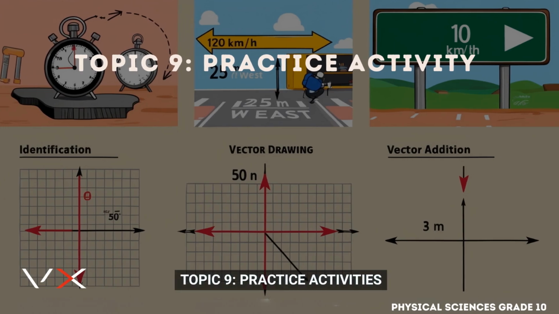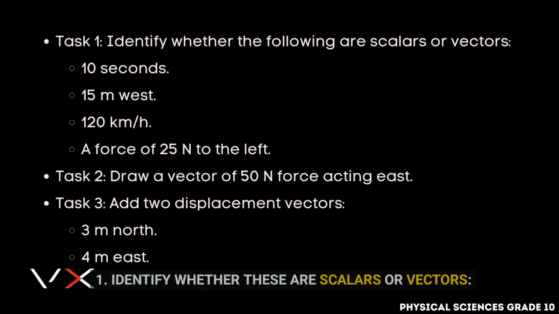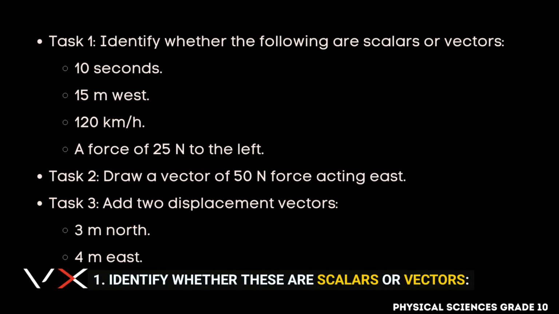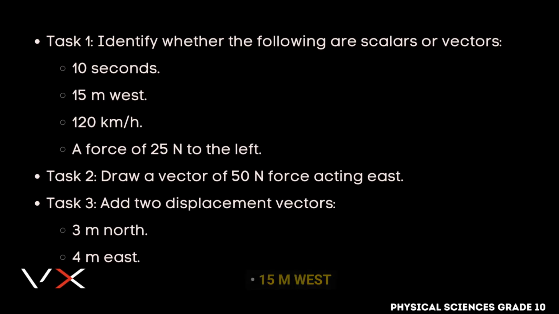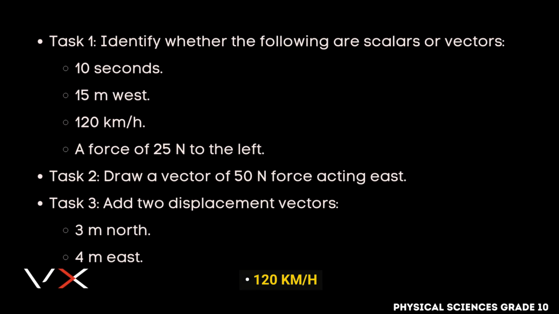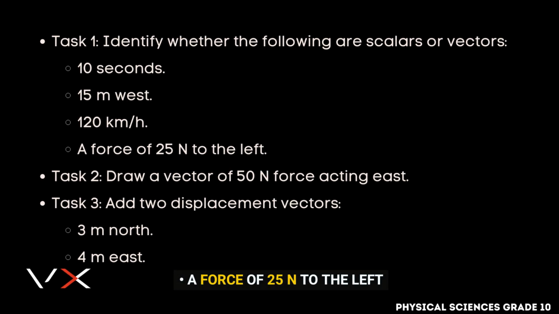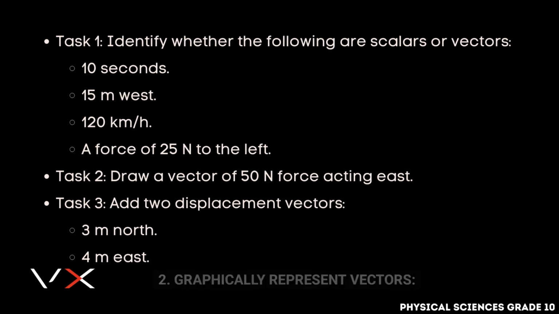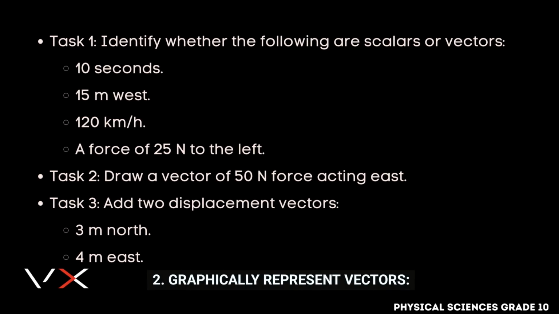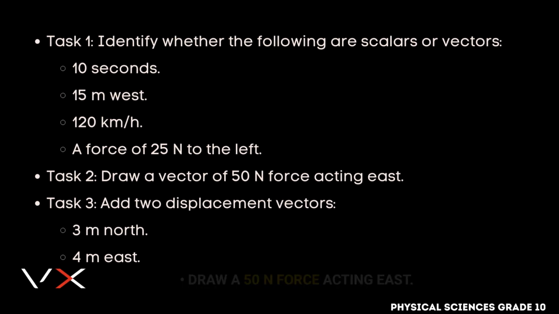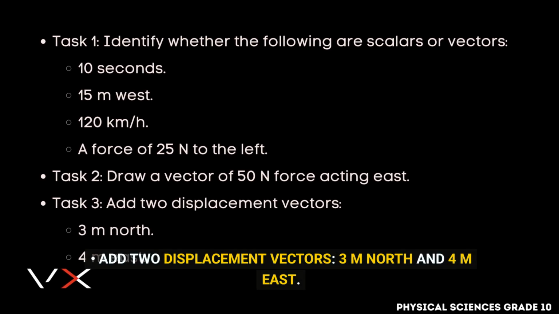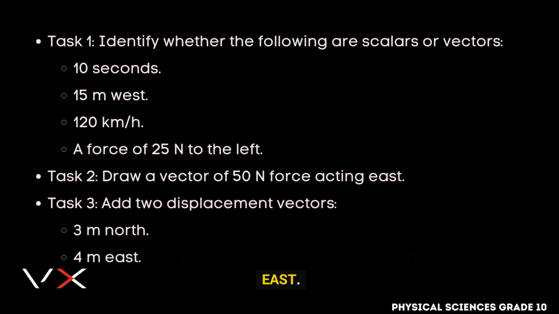Topic 9. Practice activities. 1. Identify whether these are scalars or vectors. 10 seconds. 15 meters west. 120 kilometers per hour. A force of 25 newtons to the left. 2. Graphically represent vectors. Draw a 50 Newton force acting east. Add 2 displacement vectors, 3 meters north and 4 meters east.